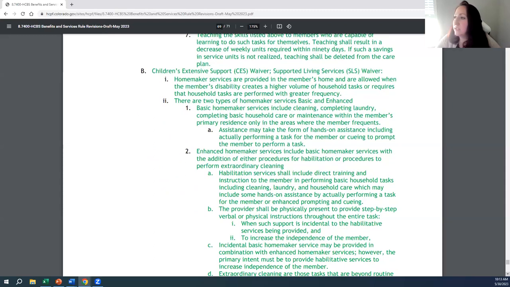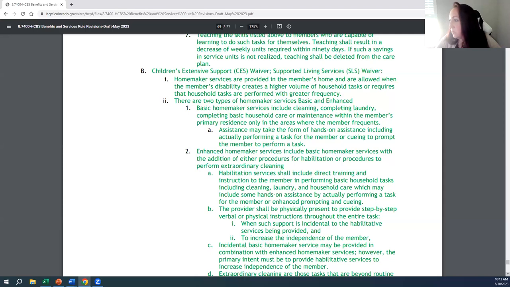B, Children's Extensive Support CES Waiver, Supported Living Service SLS Waiver. 1, Homemaker services are provided in the member's home and are allowed when the member's disability creates a higher volume of household tasks or requires that household tasks are performed with greater frequency. 2, there are two types of homemaker services, basic and enhanced.